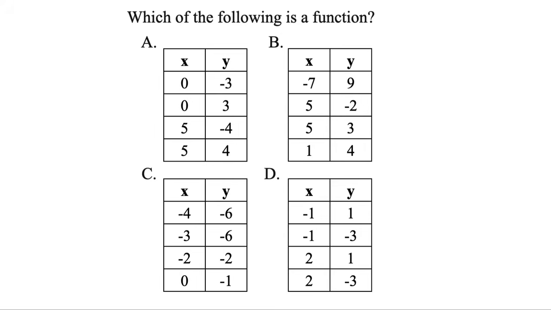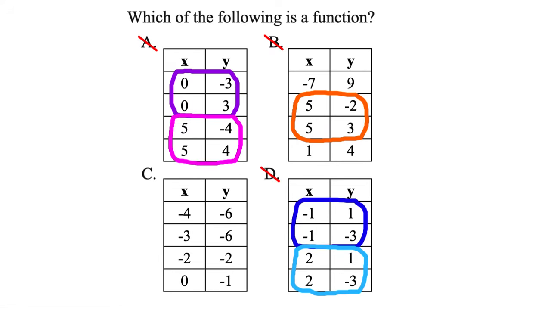Let's check it out. A, 2 buttons are messed up. That's out. B, button 5, that's jacked up. And D, this is just a minefield of broken vending machines. But lucky for us, one left over. That's the function. Nothing repeats.